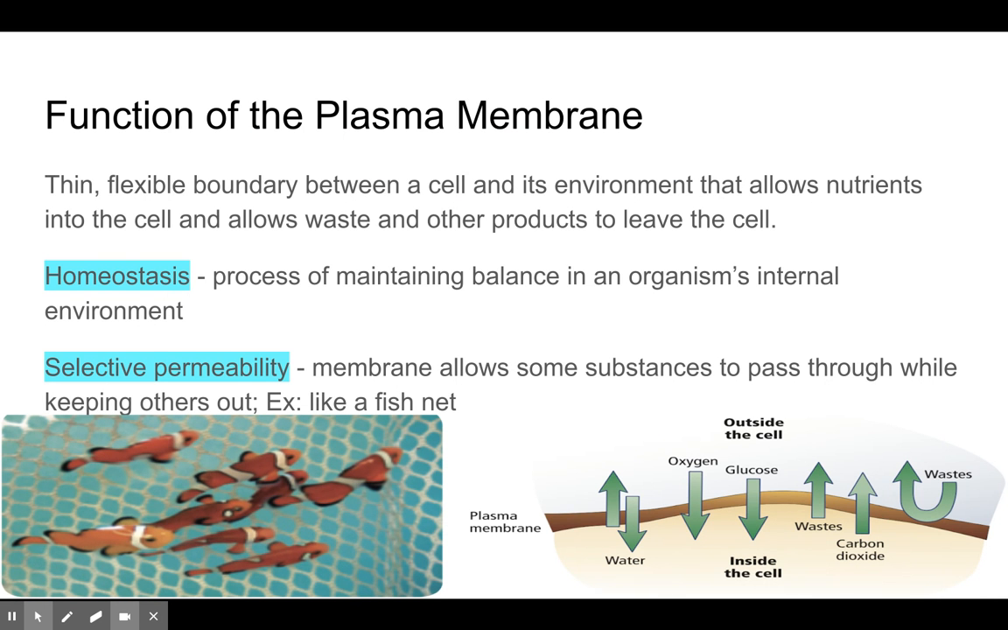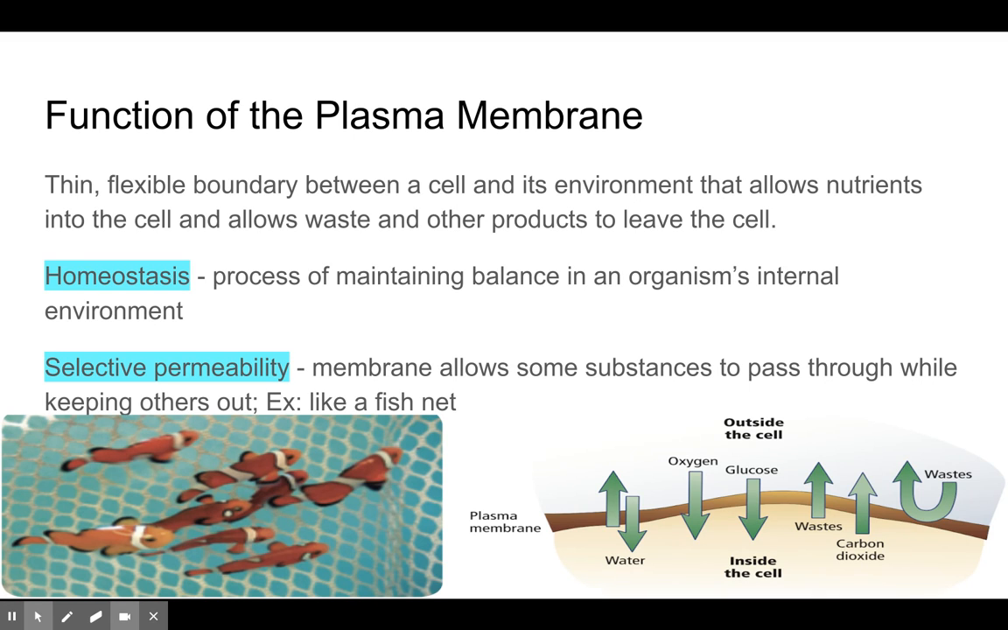So the function of the plasma membrane, it is a thin, flexible boundary between a cell and its environment that allows nutrients into the cell and allows waste and other products to leave the cell. So it kind of has the idea of a fishnet. So let's define homeostasis. Homeostasis is the process of maintaining balance in an organism's internal environment.